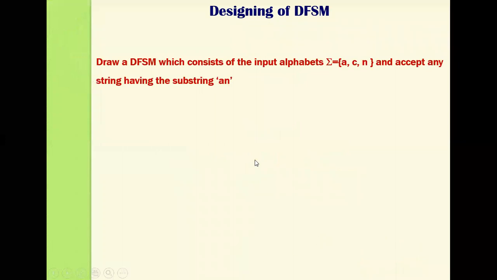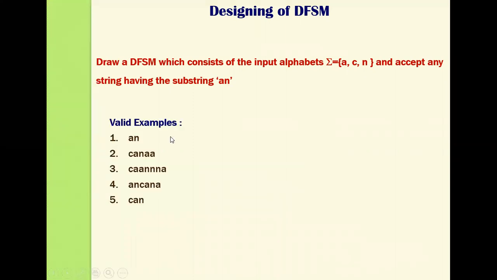Okay. So the next question we have is, draw a DFSM which consists of the input alphabets A, C, N and accepts any string having the substring AN. That means my substring is AN here. Some of the valid examples, I've taken a minimum string AN, and let us see.